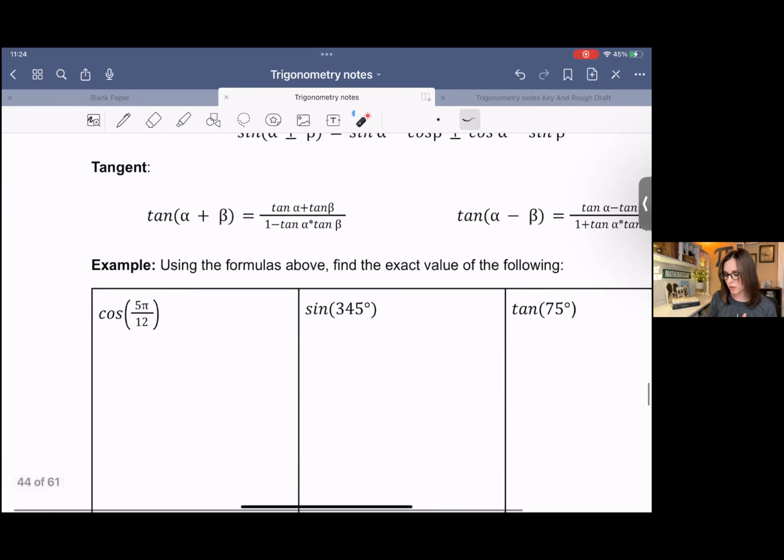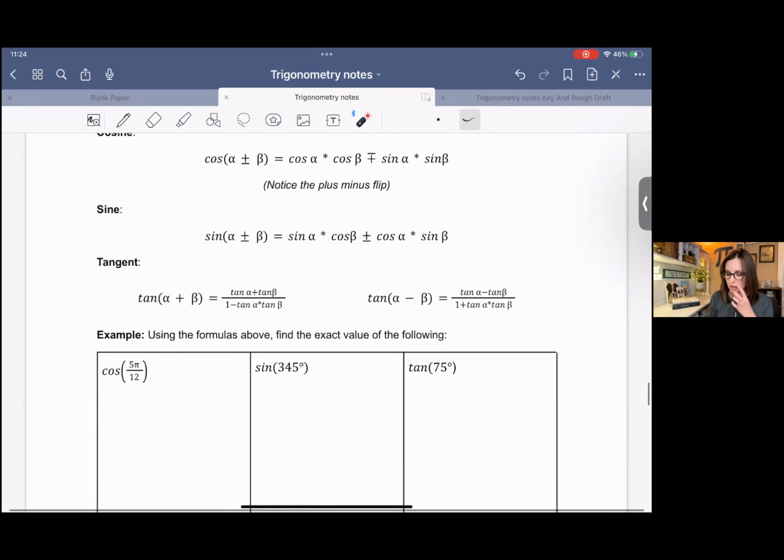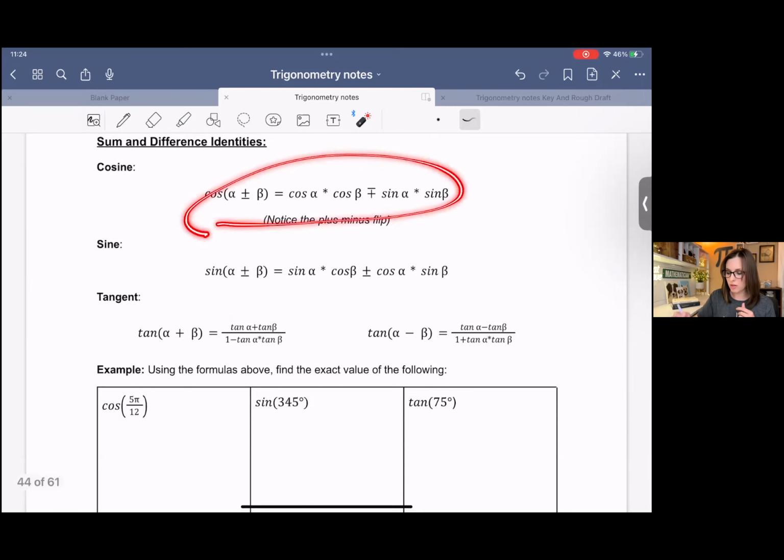In the first one, we have cosine of 5 pi over 12. I don't have 5 pi over 12 on the unit circle, and it's wanting an exact value. So obviously I could type this in the calculator and I could get you an approximation of this, but it's asking for an exact. So in order to do this, I'm going to need to use my sum or difference formulas. This is cosine, so I'm going to be focusing on this formula. In order to do that, I need two angles. So that means I need to break up 5 pi over 12 into two angles that I am familiar with.